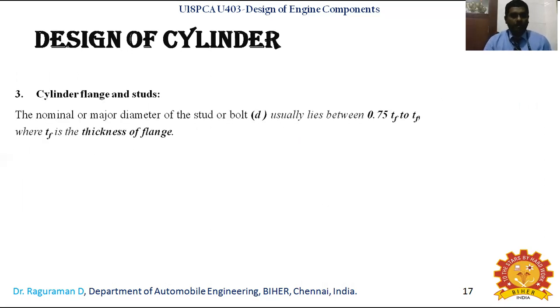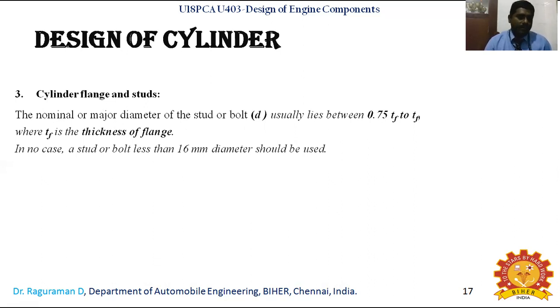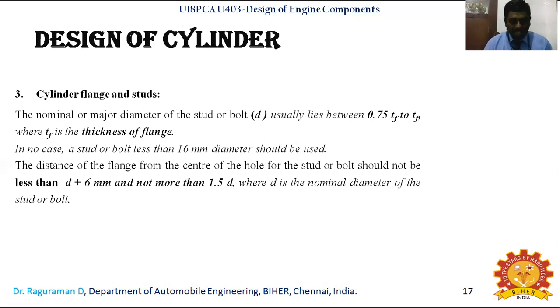And the nominal or major diameter of the stud or bolt usually lies between 0.75 times the thickness of the flange to the thickness of the flange, where tf is the thickness of the flange. If it is not specified clearly, then a stud or bolt of less than 60 mm diameter should be used. And the distance of the flange from the center of the pole for the stud or bolt should not be less than d plus 60 mm, and should not be more than 1.5 times d, where small d is the nominal diameter of the stud or bolt.